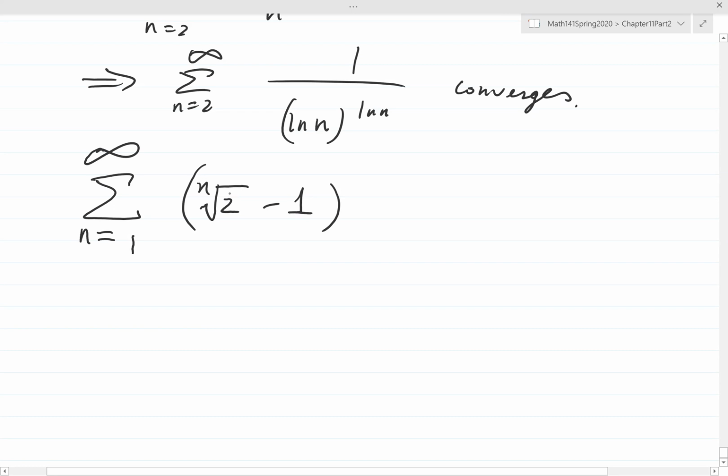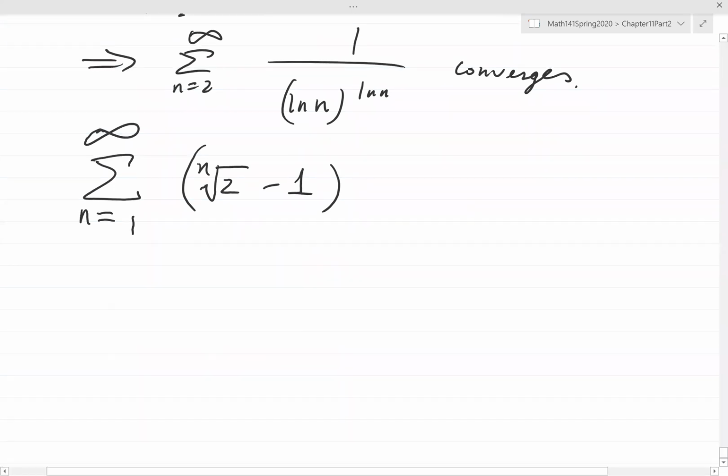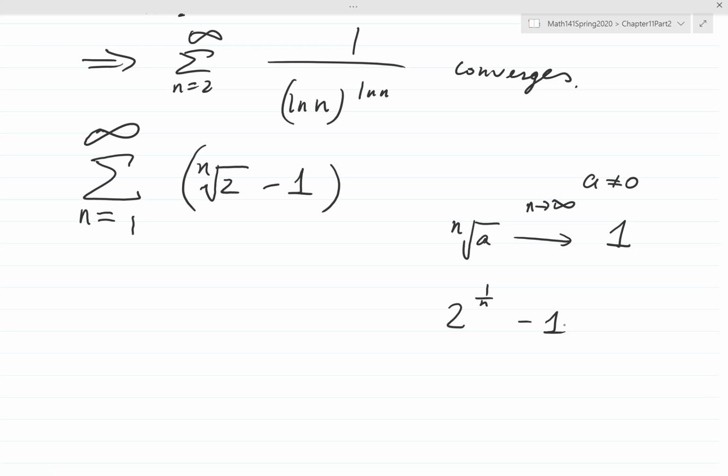How big can this be? Now remember, the nth root of a number a, where a is not 0, converges to 1 as n approaches infinity. So we need to find how big the difference with 1 is. The difference is 2 to the power 1 over n, subtract 1. How big can this be? We should have a good control of this thing when n is large.